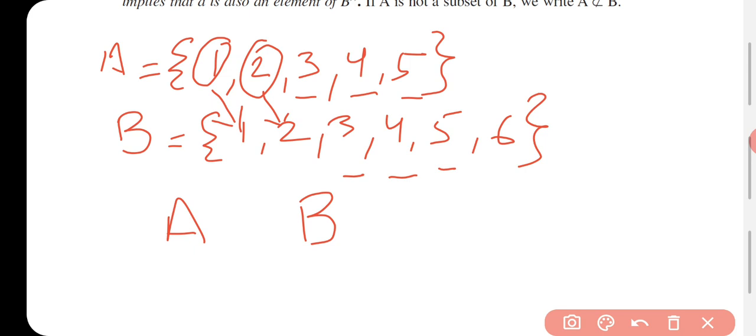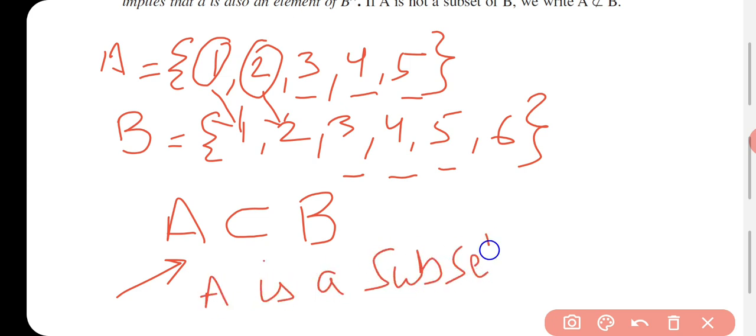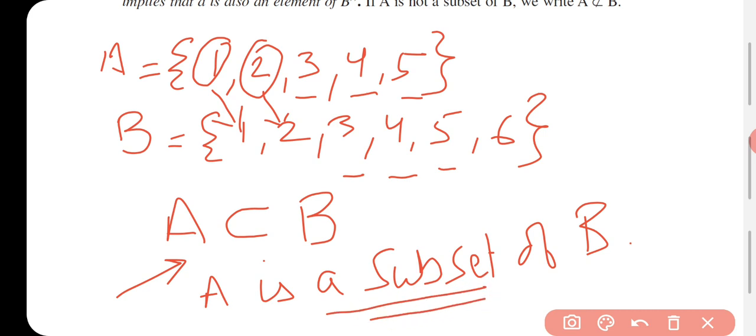Now the symbol of subset is this. This is the symbol of subset. What does it mean? A is a subset of B. I hope this thing is clear to all of you. A is a subset of B.